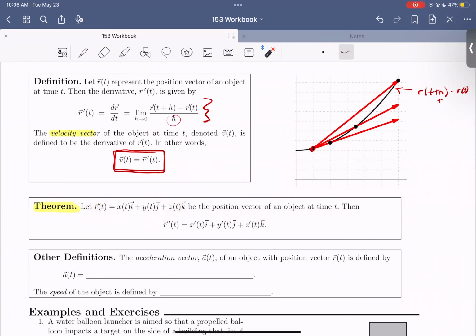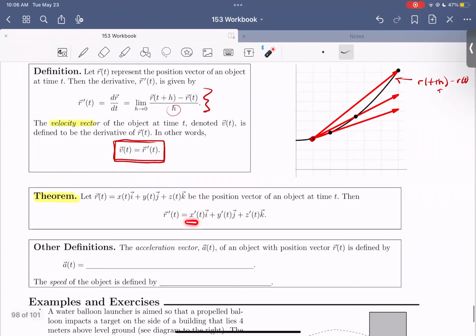Then the velocity vector, or r prime of t, is given by x prime of t i plus y prime of t j plus z prime of t k. So it's pretty much everything we've hoped for. We just need to compute the derivatives of each component to determine the derivative of the entire position vector. And so just to use that language, this is the velocity vector.